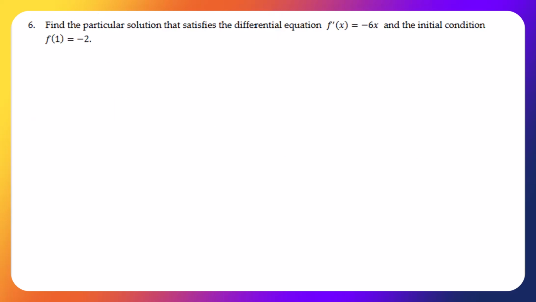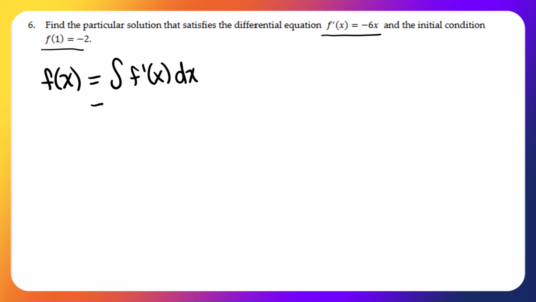On number 6, we're finding the particular solution that satisfies the differential equation. So here they're telling us the derivative, so f prime of x is equal to negative 6x, and then they're giving us an initial condition that f of 1 is equal to negative 2. So remember, if I'm trying to find f of x, what I need to do is find the antiderivative of f prime of x dx. So our f prime of x is what they gave us as a negative 6x.